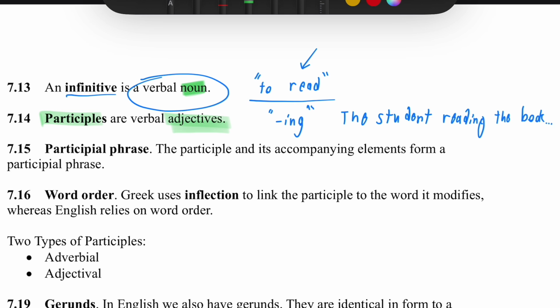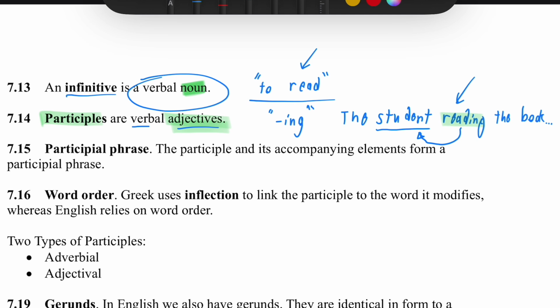Obviously, there has to be more to that sentence. But the emphasis is here's the noun, and then reading here is functioning as an adjective because it's describing a student. So it's functioning adjectively. And that's why it's a verbal adjective, because at root, this is a verb, but it's functioning as an adjective. So it's a verbal adjective.